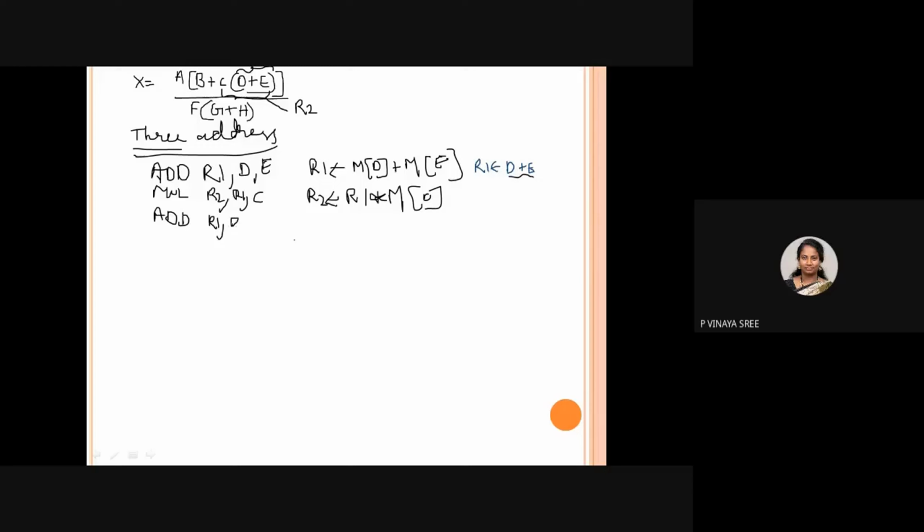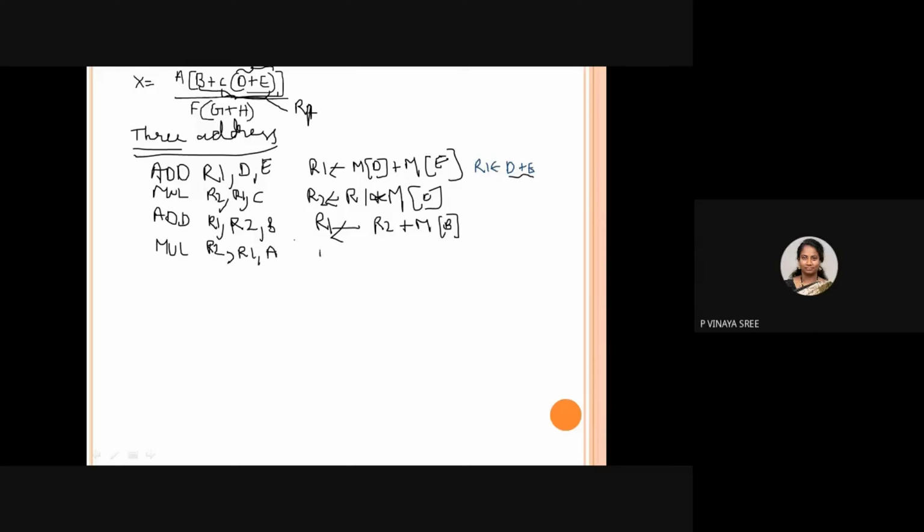So R2 comma, what operand? B. In R1 we will be storing R2 plus M of B. Next is multiplication, Mul. Which register do I have to take? R2, R1. Very good. R2 is no more needed, because in R1 we have this entire data. So we can take R2 comma R1 comma A.